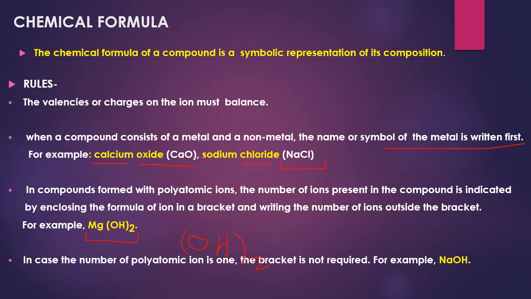In case the number of polyatomic ions is 1, the bracket is not required. In NaOH, only one ion of OH is combining, that is why there is no bracket. Here we require two ions of OH. That is why it is kept inside the bracket and the number 2 is written outside the bracket. But here this is not required, so we write only OH.